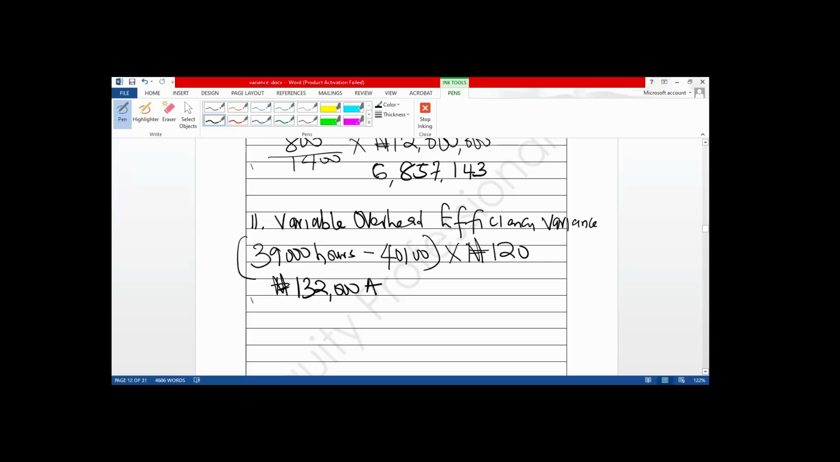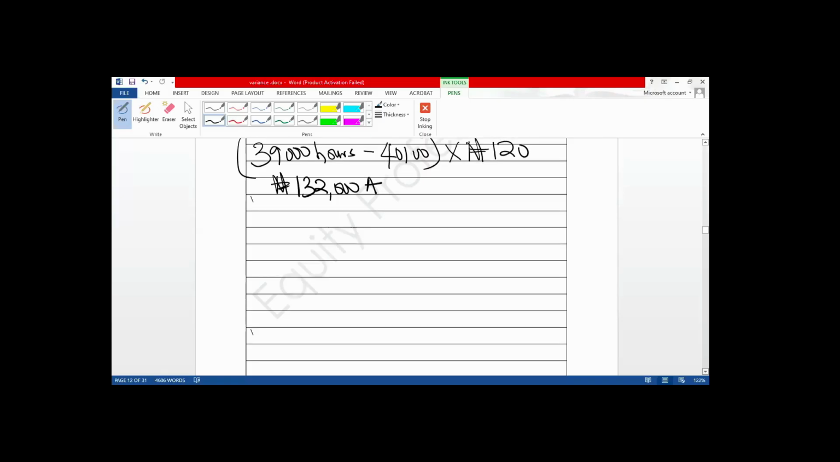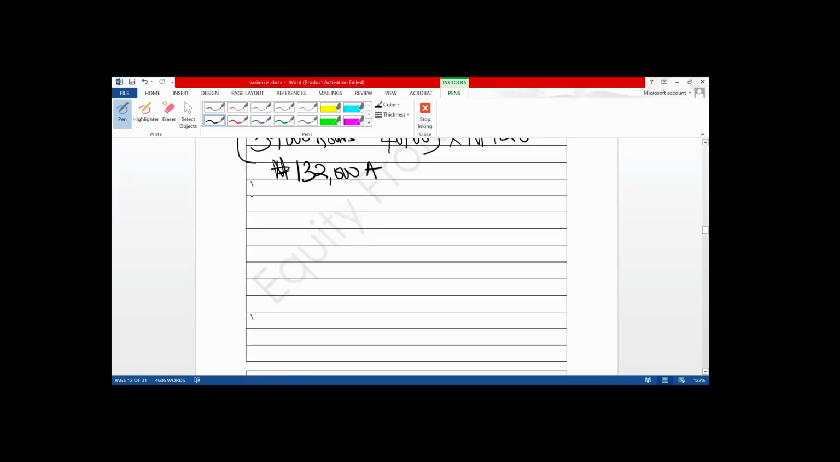The examiner says calculate fixed manufacturing overhead variance. This we can divide into two. Fixed overhead expenditure variance.